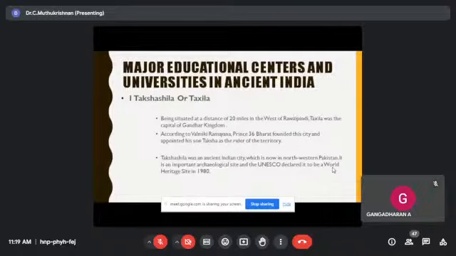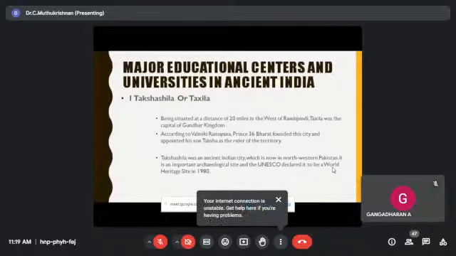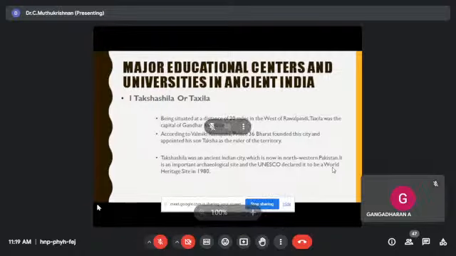So what is meant by Dakshashila or Taxila? It is situated at a distance of 20 miles in the west of Rawalpindi. You know where Rawalpindi is situated. Rawalpindi belongs to Pakistan. Okay, so once it was in India only. Situated at a distance of 20 miles in the west of Rawalpindi, Taxila was the capital of the Kanthar kingdom. What is meant by Taxila, we must know, and if you want to crack the NET examination, you have to think about what is meant by Taxila and where it was located.